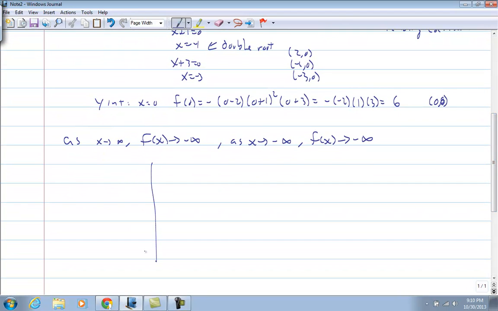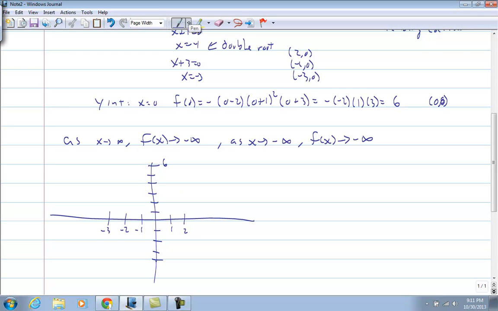So a rough sketch here. Let's set up the axes: label these 1, 2, 3, -1, -2, -3, and then 2, 3, 4, 5, 6 on the y-axis. I should probably stick to the same pacing. 1, 2, 3, 4. Okay.